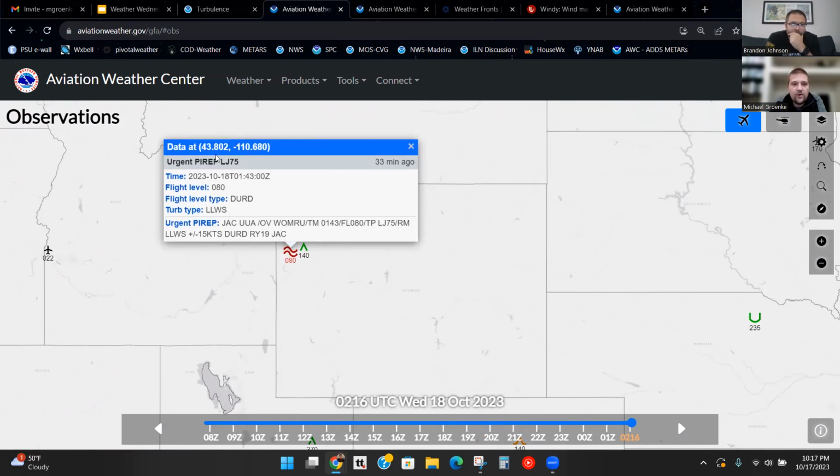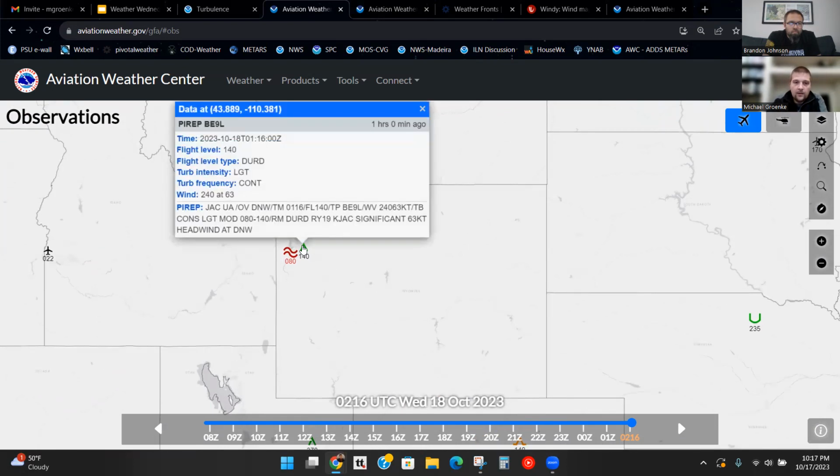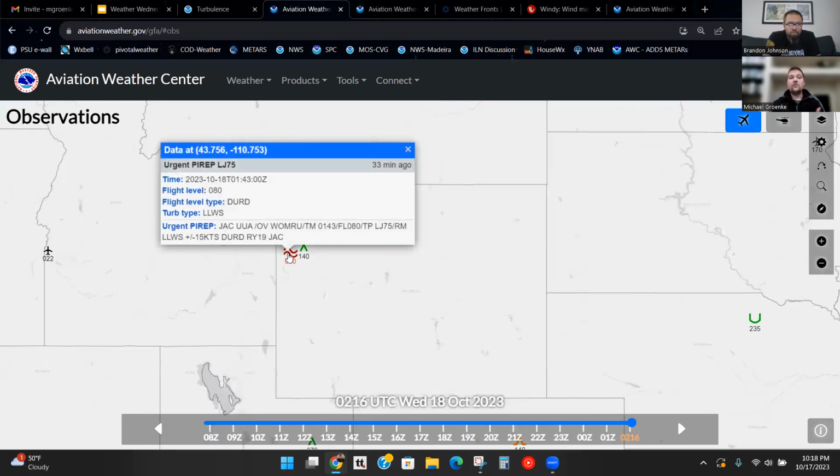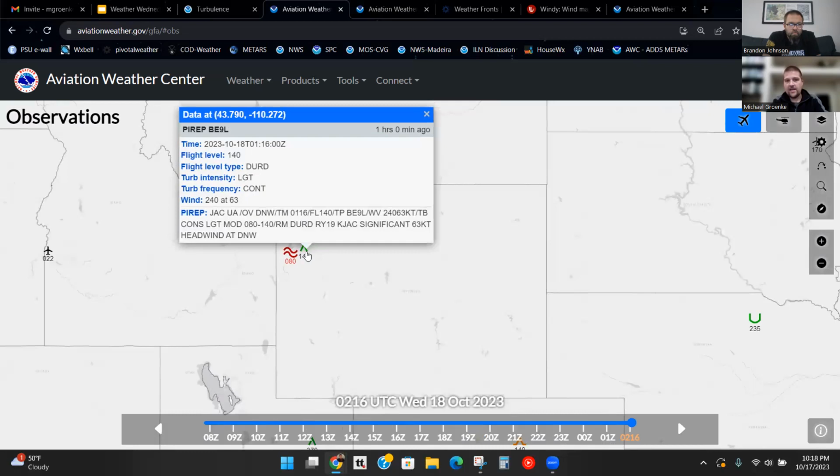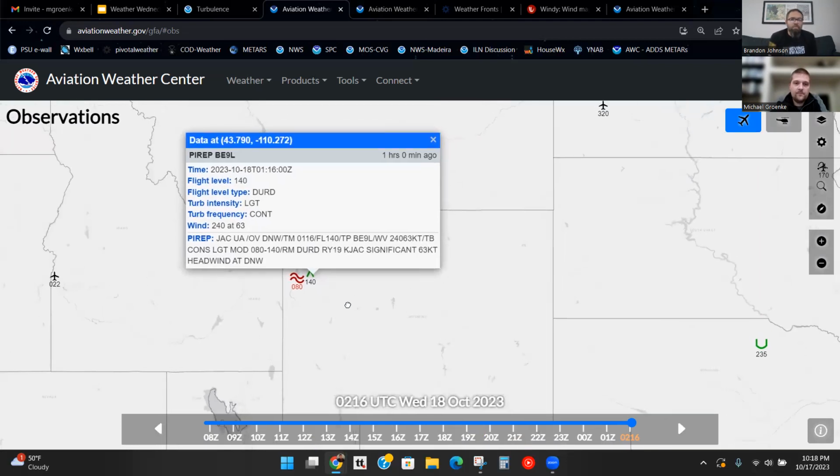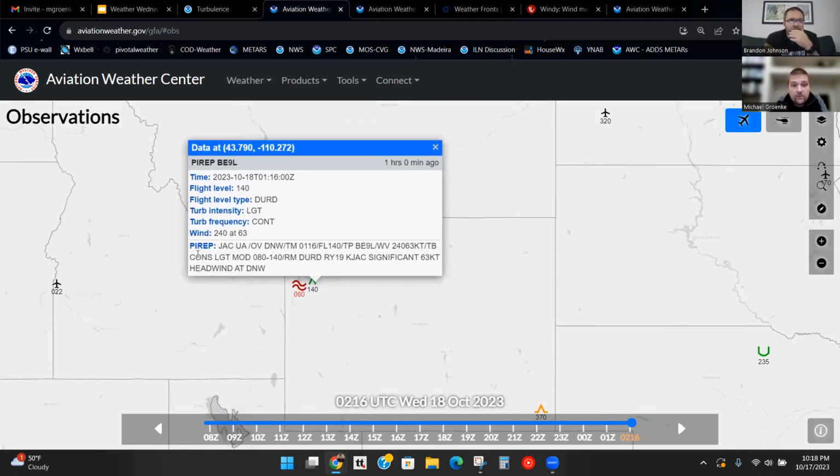So when you have these PIREPs, this website actually decodes it a little bit for you, gives you the flight level, so that's 8,000 feet. This just says turbulence, I think that's continuous, light to moderate, 8 to 14,000 feet. But this is kind of getting above. So I think what they're saying here is there was some wind shear down at 8,000 feet, and then as they climbed up to 14,000 feet, it was just some light turbulence. Well, that actually looks like it was two different airplanes, though, right? It could have been two different airplanes. I guess my point was that one's 8,000 feet, one's 14,000 feet, so you're at different altitudes.